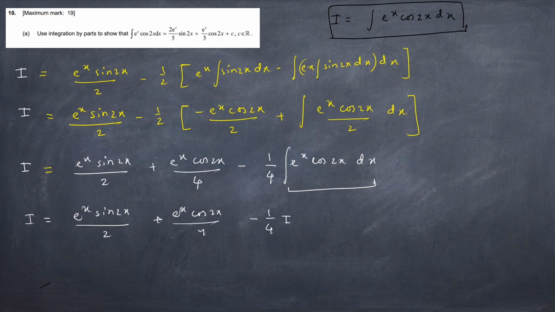We can write that, because if we try to integrate that again and again, it will be integrated again and again, because the differentiation of e to the power x will be e to the power x always. So that's why we need to use this particular method. So I is equal to e to the power x sin 2x divided by 2 plus e to the power x cos 2x divided by 4 minus 1 by 4 I. Now please see the next slide.